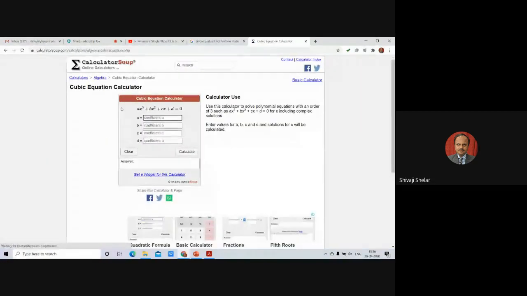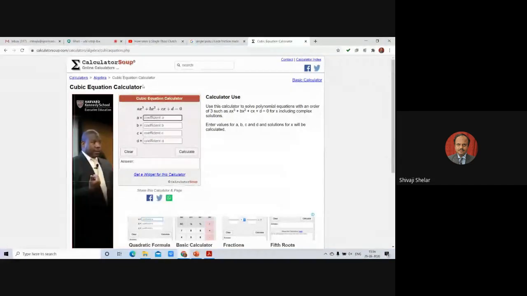Can you see the screen? Shall I enlarge? Let me enlarge the screen so you can see that. So this is one app. I'm using the Calculator Soup app. So you can solve this equation of the order of 3.